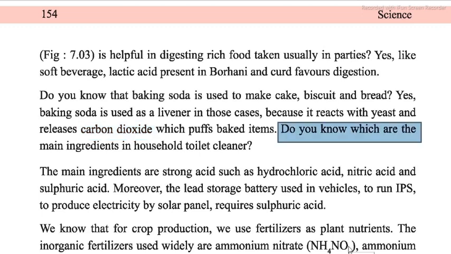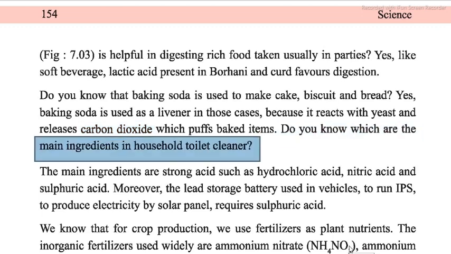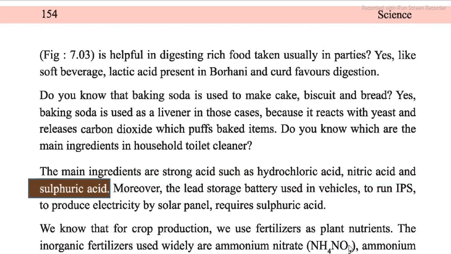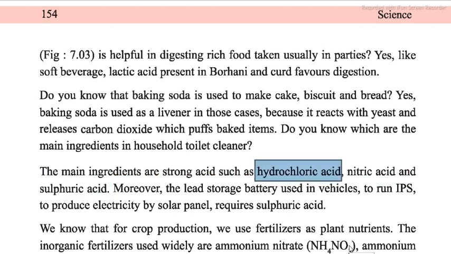Do you know which are the main ingredients in household toilet cleaner? The main ingredients are a strong acid such as hydrochloric acid, nitric acid and sulfuric acid. Hydrochloric acid, whose chemical formula is HCl. Nitric acid, whose chemical formula is HNO3. And sulfuric acid, whose chemical formula is H2SO4.